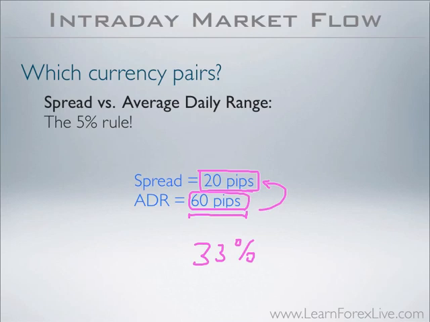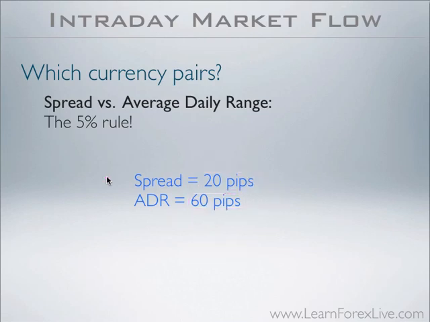and therefore that currency pair would be a rather inefficient instrument to trade from an intraday point of view. We just cannot pay 20 pips in order to make 60. Again, it's just too expensive. So that's what the 5% rule is for: to determine which currency pair is efficient, or doable, from an intraday trading point of view, and which one is out of our hands because it's just not cost efficient.